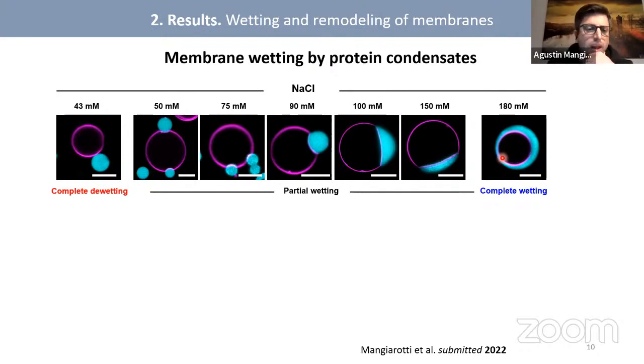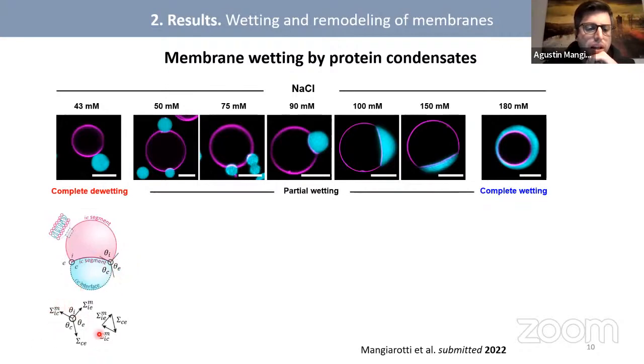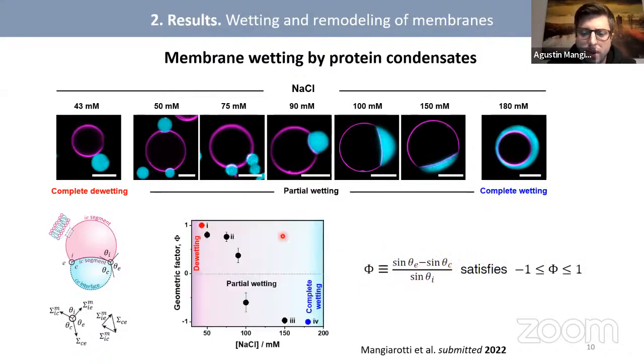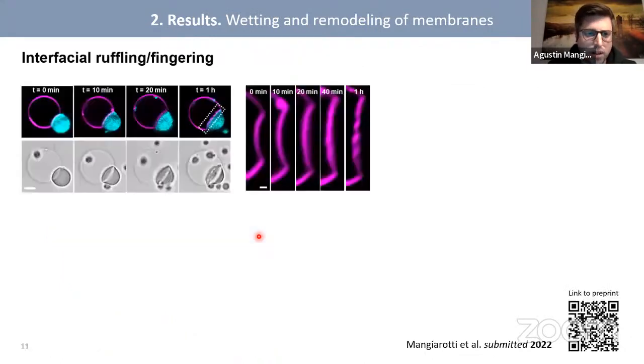on the membrane. And what you can do is you can measure the contact angles using microscopy. And these contact angles here are related to the different interfacial tensions in the system. And Lipowsky derived this factor that is called the geometric factor that allows us to now quantify these different morphologies and the different interactions between the droplets and the membranes.